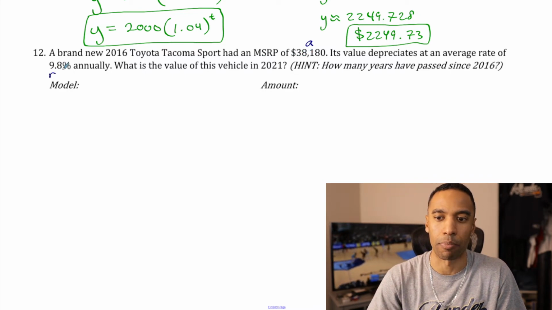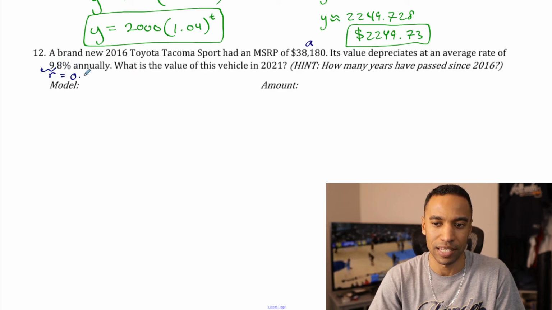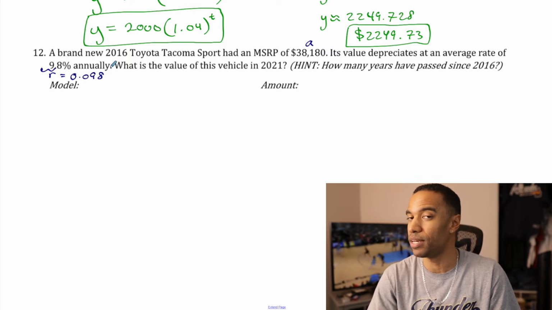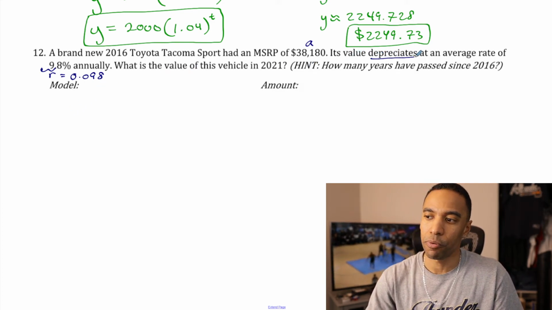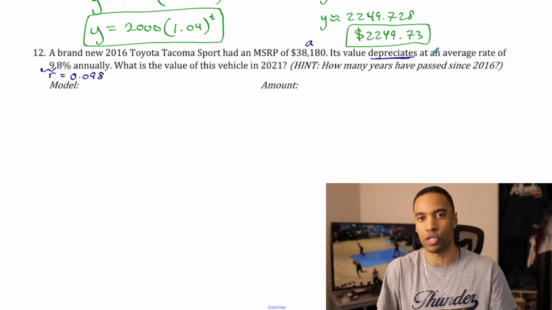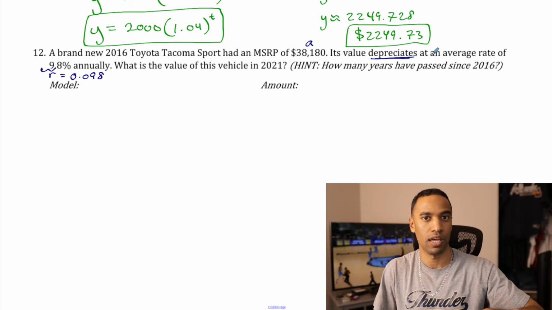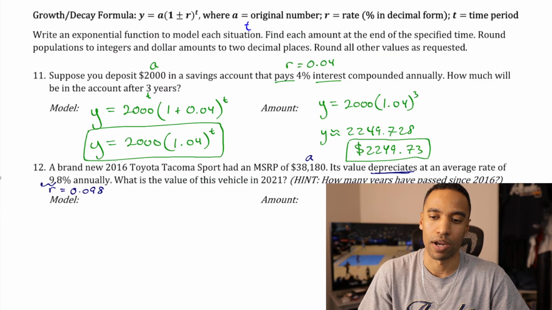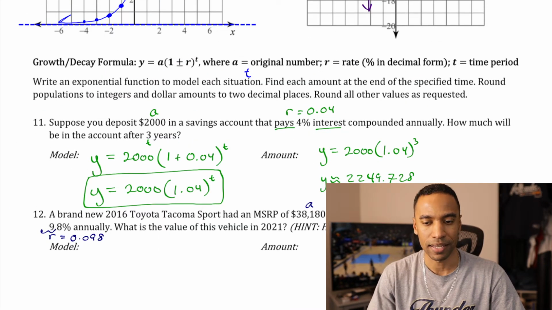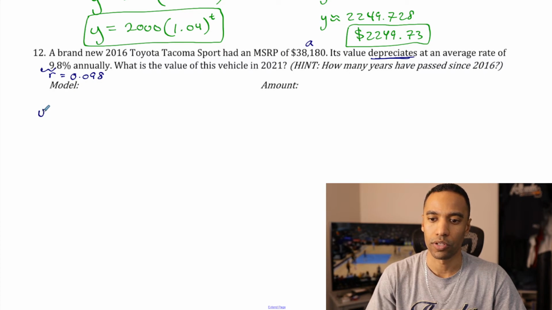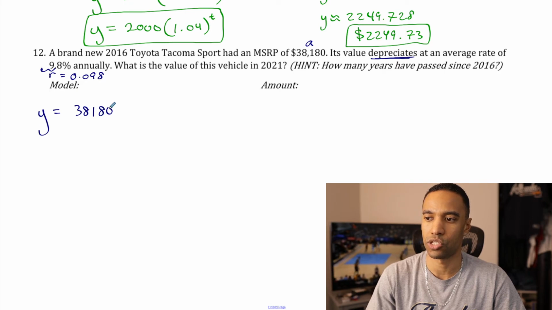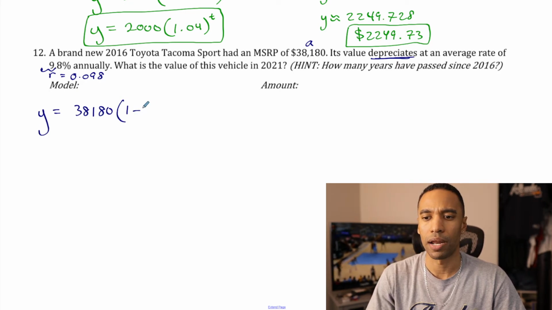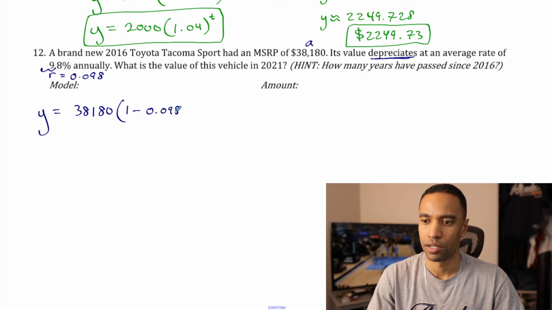Now 9.8 represents the r value, but the r value in itself, if you shift 2 decimal places, is 0.098, not 0.98. That would be 98%. So as far as the model, and last thing, this depreciates. You can appreciate or depreciate. Appreciation is growth, depreciation is decay. So instead of 1 plus r to the t power, it's 1 minus r to the t power. So we are going to do y equals 38180 times 1 minus r to the t power.